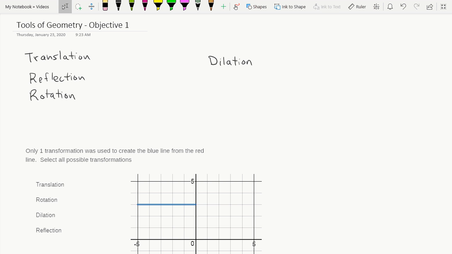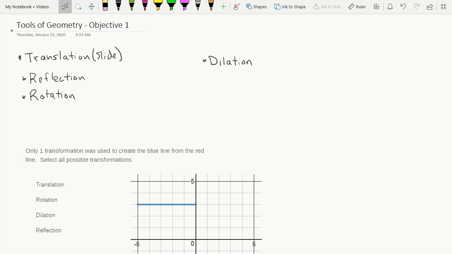Thanks, man. All right, people, here's a video for Tools of Geometry Objective 1. Definitions that we're going to need for this are going to be translation, reflection, rotation, and a new one that you might not have heard about yet is going to be dilation. So a translation. So I really like to think of a translation as a slide.